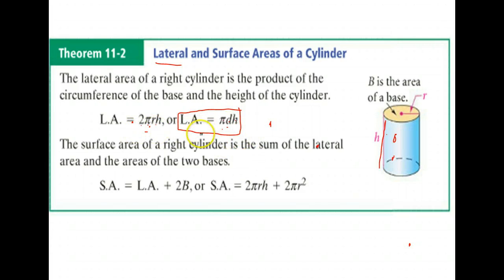Just select which one you would like to use and write that formula down in your notes. Also write what each letter stands for so you can be sure. D is the diameter and H is the height. Again, the height is the distance between the two bases.